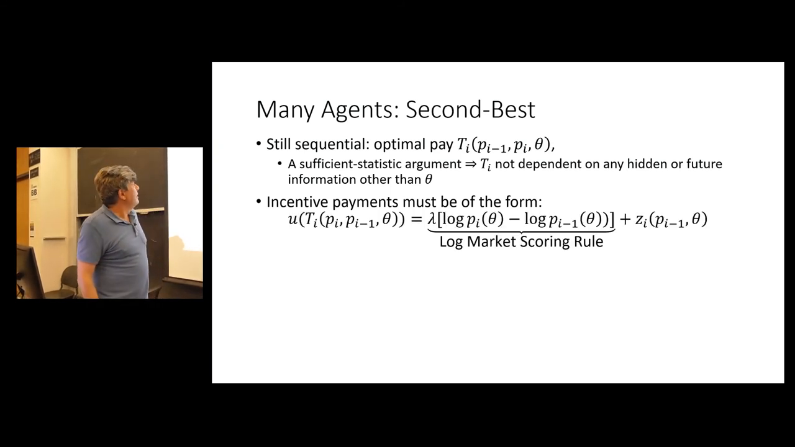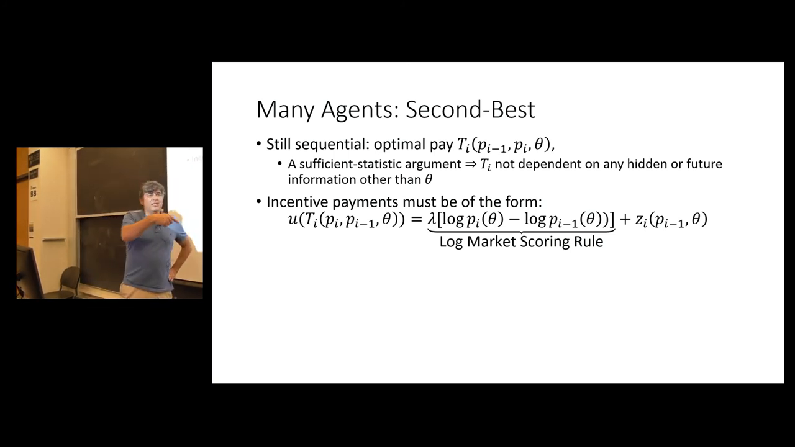And actually, just by the same argument as before, what you have to do is pay the log market scoring rule. So the log market scoring rule is how you want to incentivize these agents, except that you do it in utility terms. This is the utility, and the payment, of course, has to be calculated by taking the inverse of the utility.